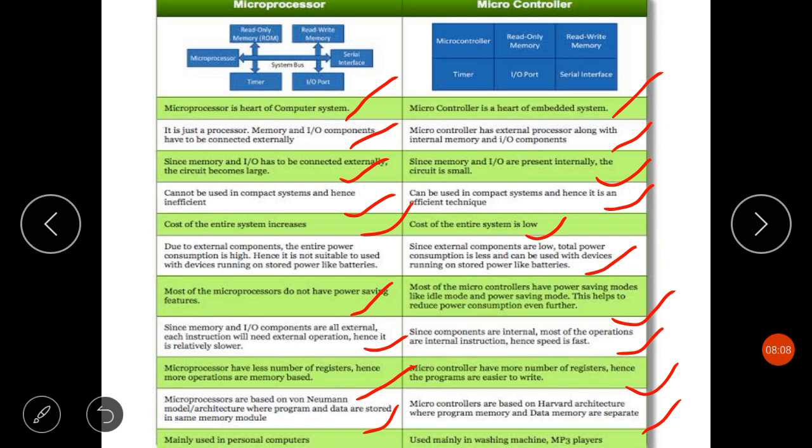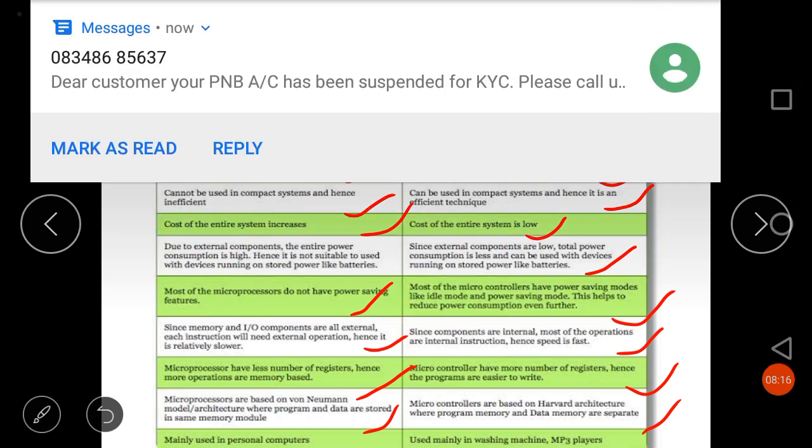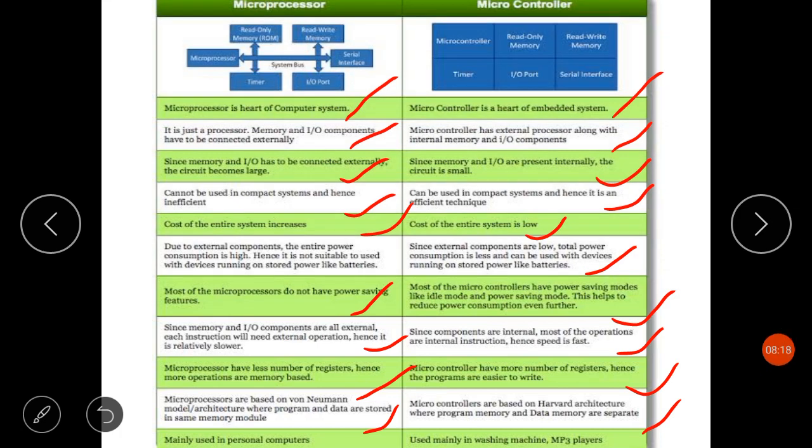So these were the major differences. And now, where can we use the microprocessor and microcontroller? Microprocessors are generally used in personal computers, whereas microcontrollers can be used in washing machines, microwave ovens, etc.